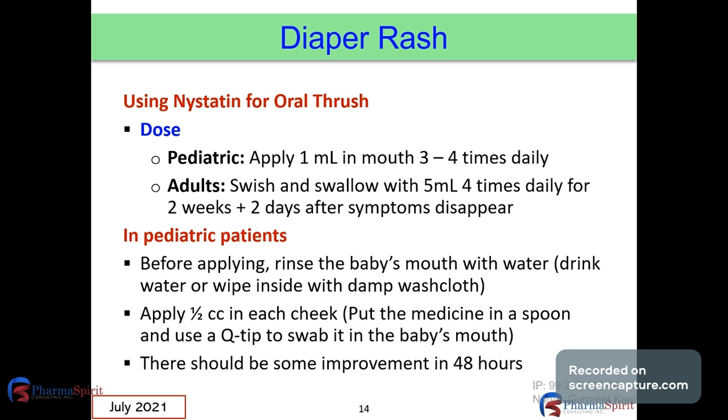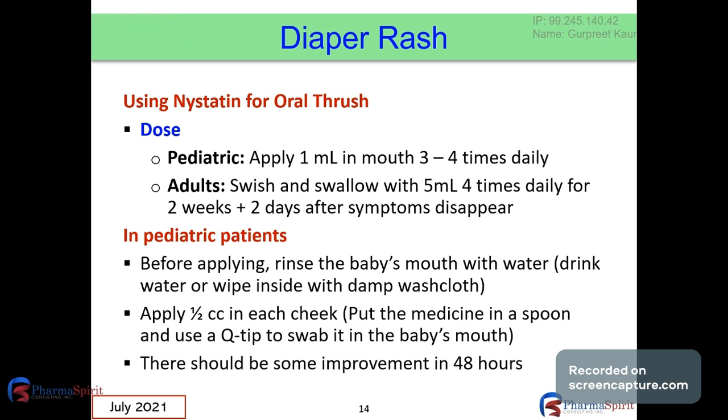Before applying, we need to rinse the mouth. If it's an adult, they can rinse their mouth. If it's a baby, we can rinse their mouth with water, so we give them something to drink, or we can use a damp cloth and just try to wipe the inside of their mouth. For adults, it's easy. You will give the 5 milliliters and you ask them to swish and swallow.